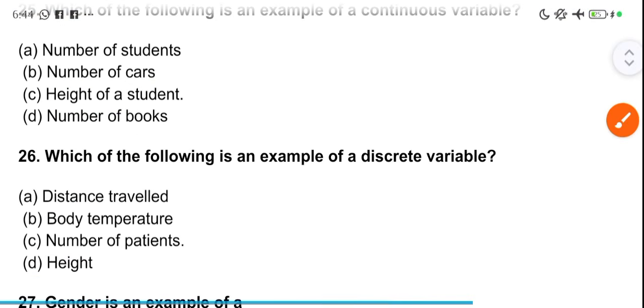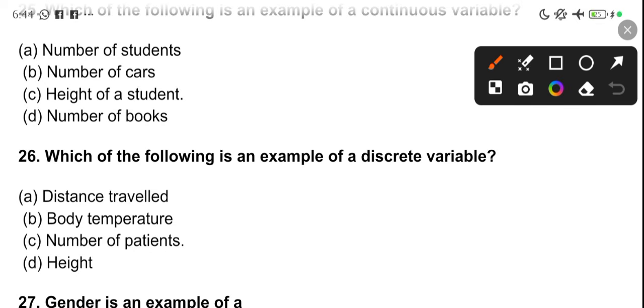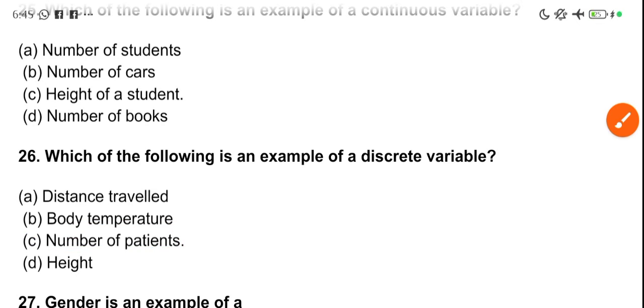Alright, which of the following is an example of a discrete variable? We have number of patients. So you should know the difference between a discrete variable and a continuous variable.